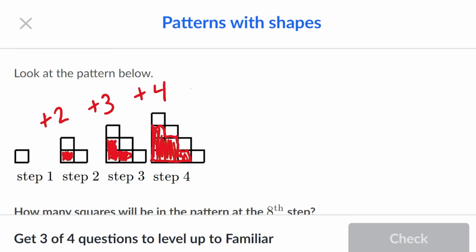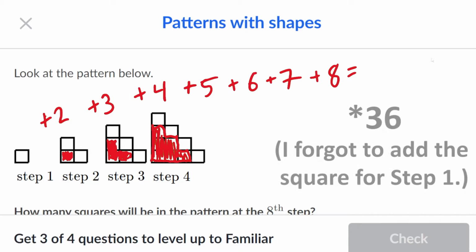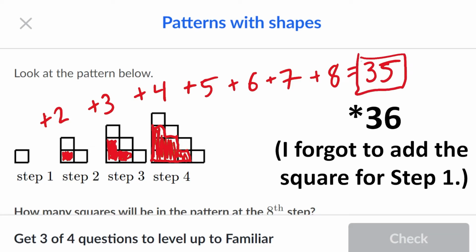So for step 5, we're going to add another 5. For step 6, we're going to add another 6. Same for step 7. Same for step 8. And now we just have to total them all up. 2 and 3 is 5, and 4 is 9. And 5 is 14, just making sure, and 6 is 20, and 7 is 27, and 8 is 35, is what I got with my very quick mental arithmetic, which is always fallible, so be careful.